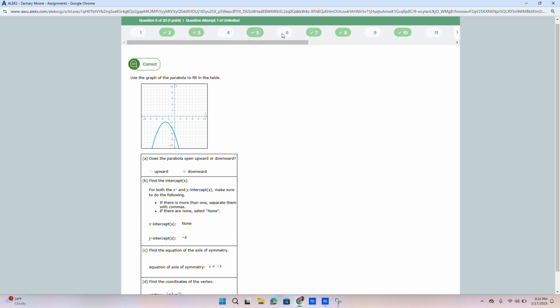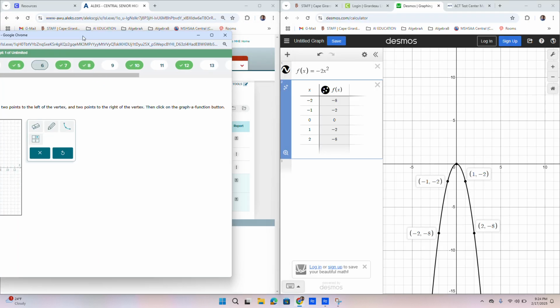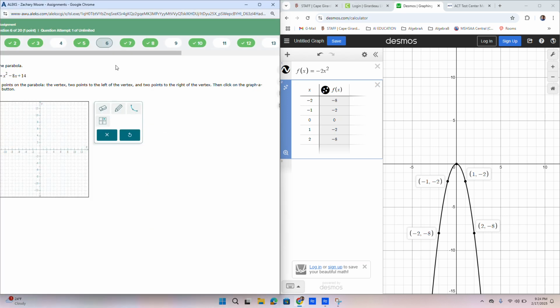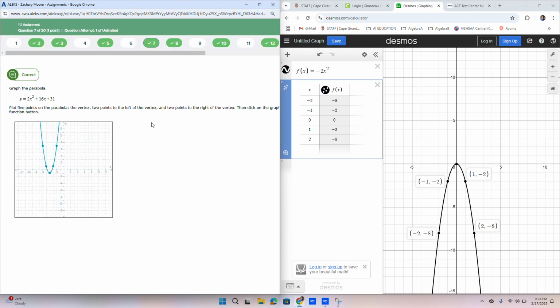So that's number 5. Number 6, you're doing the same thing, where you're just graphing that function. We'll go ahead and do another one. All right, here we'll do number 7.